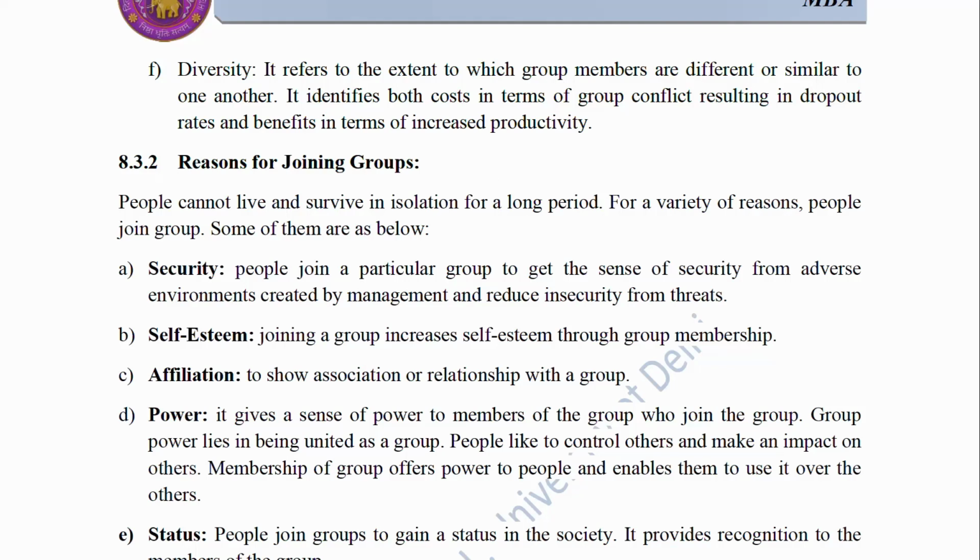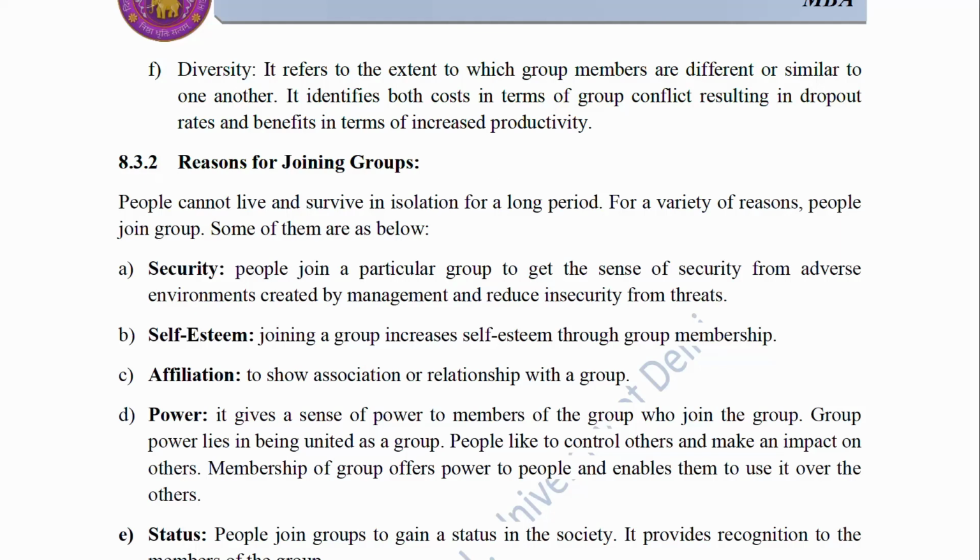8.3.2 Reasons for joining groups. People cannot live and survive in isolation for a long period. For a variety of reasons, people join groups. Some of them are as below. First, security. People join a particular group to get a sense of security from adverse environments created by management and reduce insecurity from threats. Second, self-esteem. Joining a group increases self-esteem through group membership.